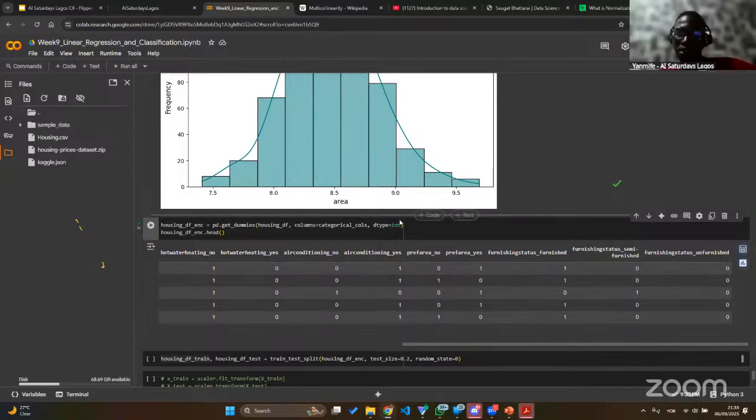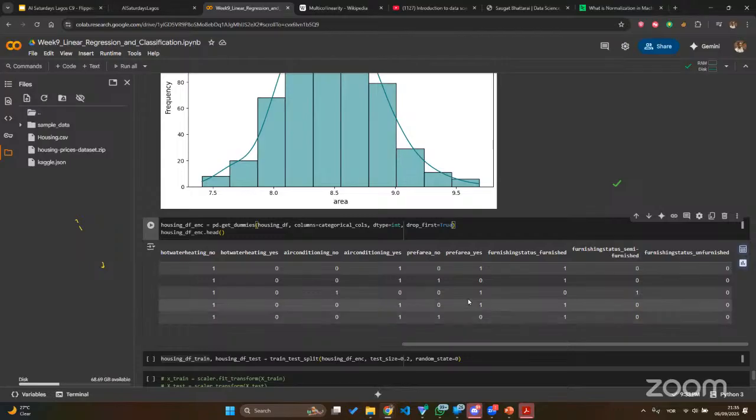I'm explaining the concepts behind this drop force equals true, the reason why I'm using it. If I don't specify drop force equals true, it means that I am repeating this information. There's repetition of information. Same thing applies. Do you understand when I was using this yes and no as an example?